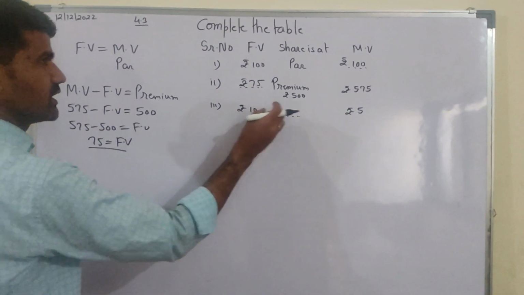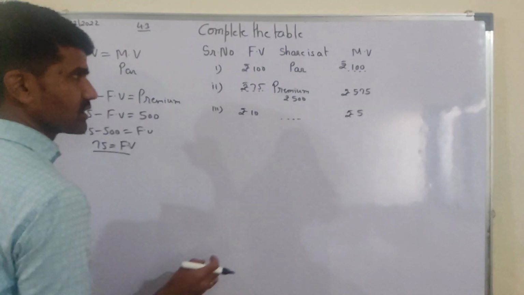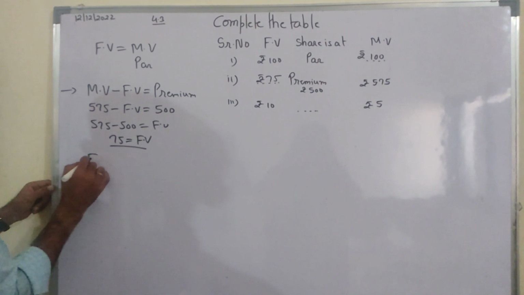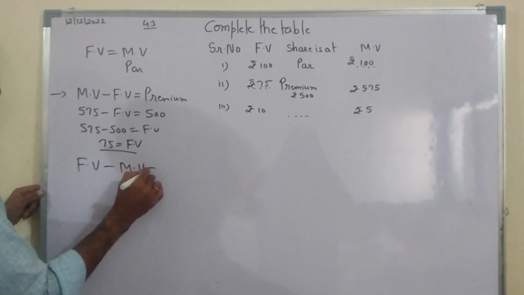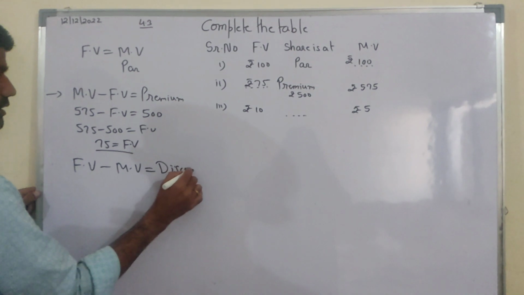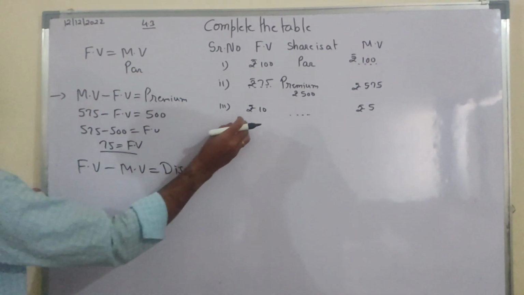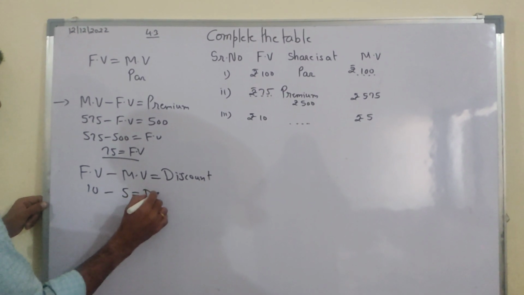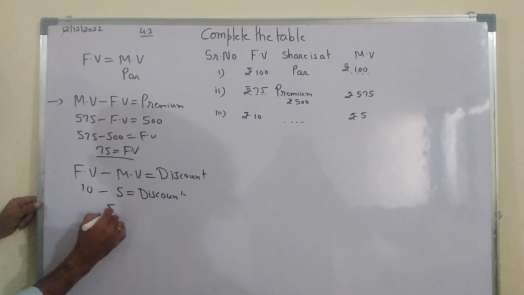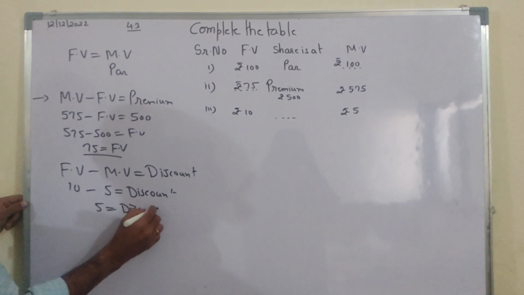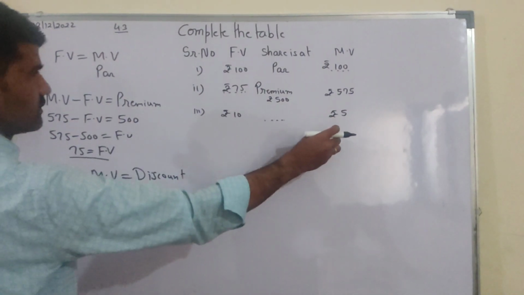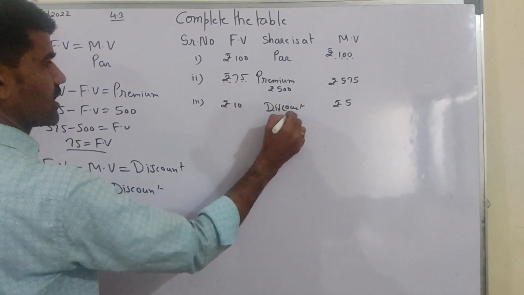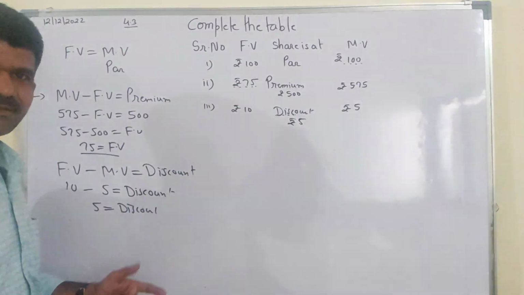Now face value is given, market value is given, but we don't know the share condition. Again there is one more formula: face value minus market value equals discount. You check. Face value is 10, market value is 5. Discount is 10 minus 5, which is 5. So when face value and market value are given, the share is at discount of rupees 5. That's it.